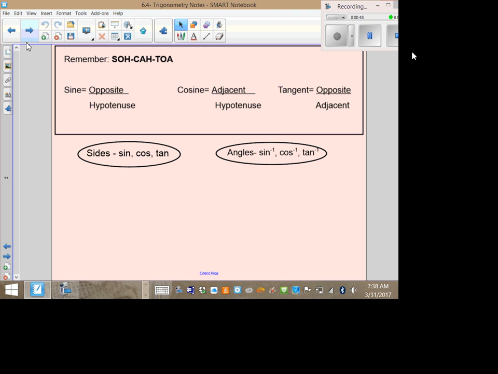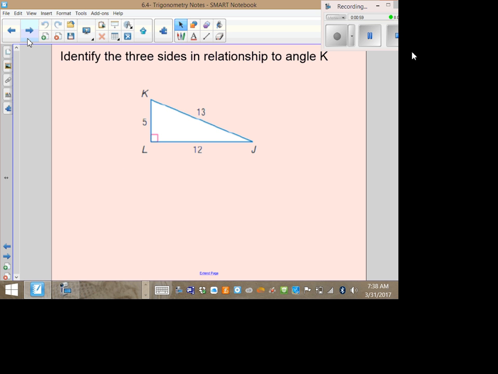And to solve for an angle, you're going to use the inverse, which on your calculators you can hit second sine, and it'll give you the inverse sine with that little -1. So let's do a little practice. Let's first identify the three sides in relationship to angle K.